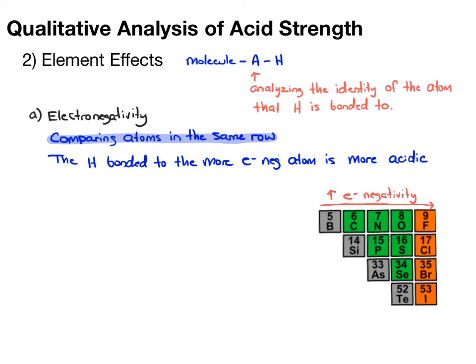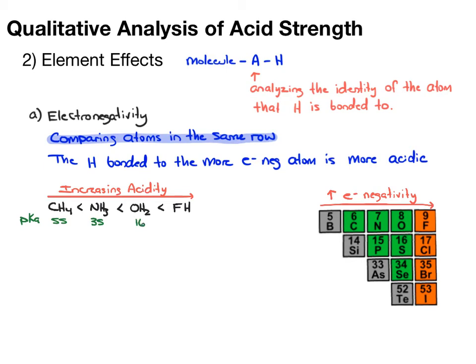In a simple sense, if we compare the hydrogens on carbon over to fluorine, CH4, NH3, OH2, and FH, as you go from left to right, we're increasing acidity. In fact, the jumps are quite big. If we look at pKa values, the pKa of CH4 is about 55, NH3 about 35, water is about 16, and HF is about 3. So, large jumps going from left to right.